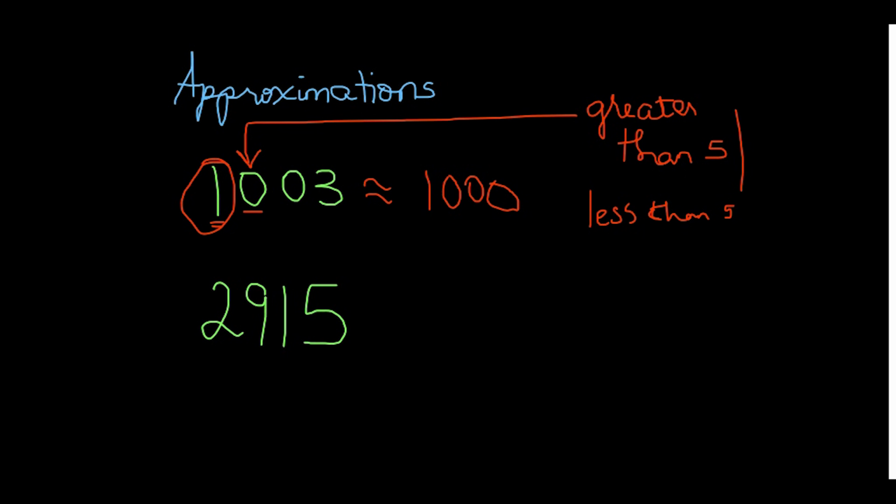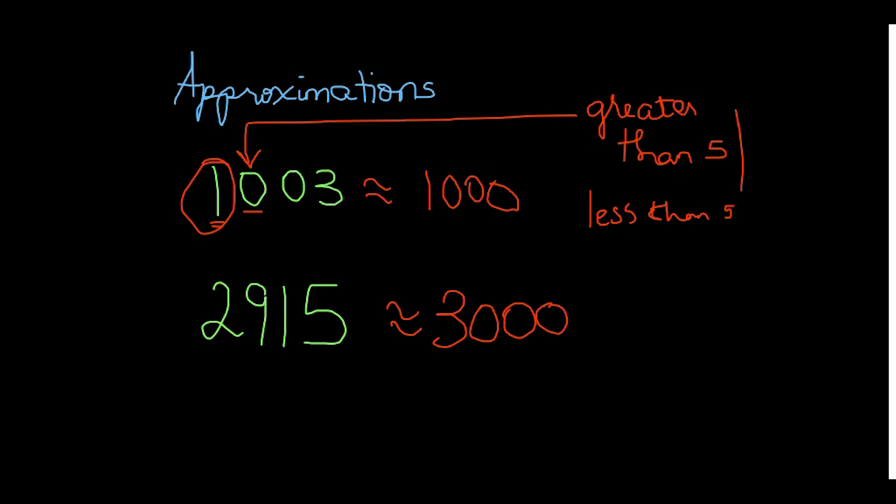So just approximate this number to the nearest 1000 for me. What will we get? Yes, 3000.